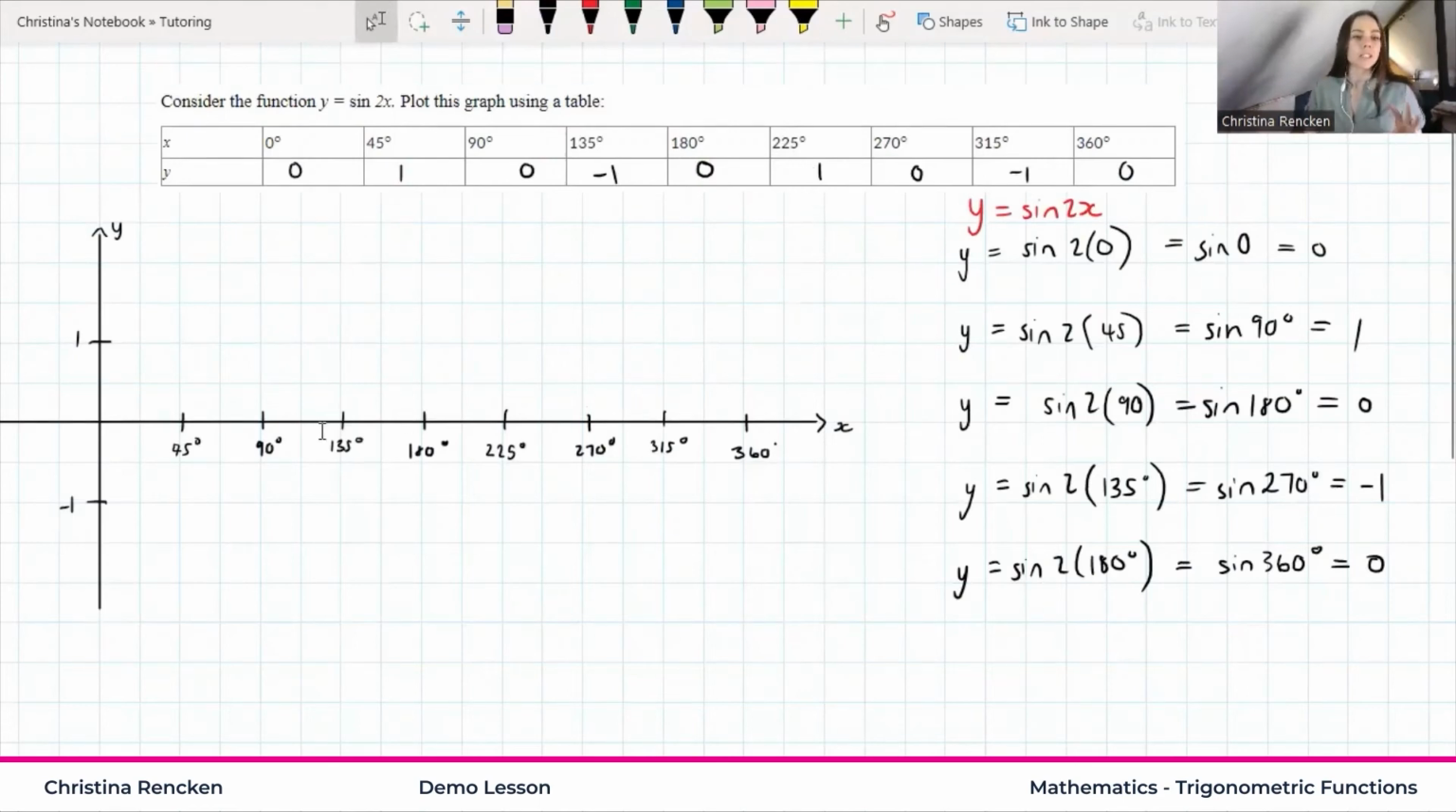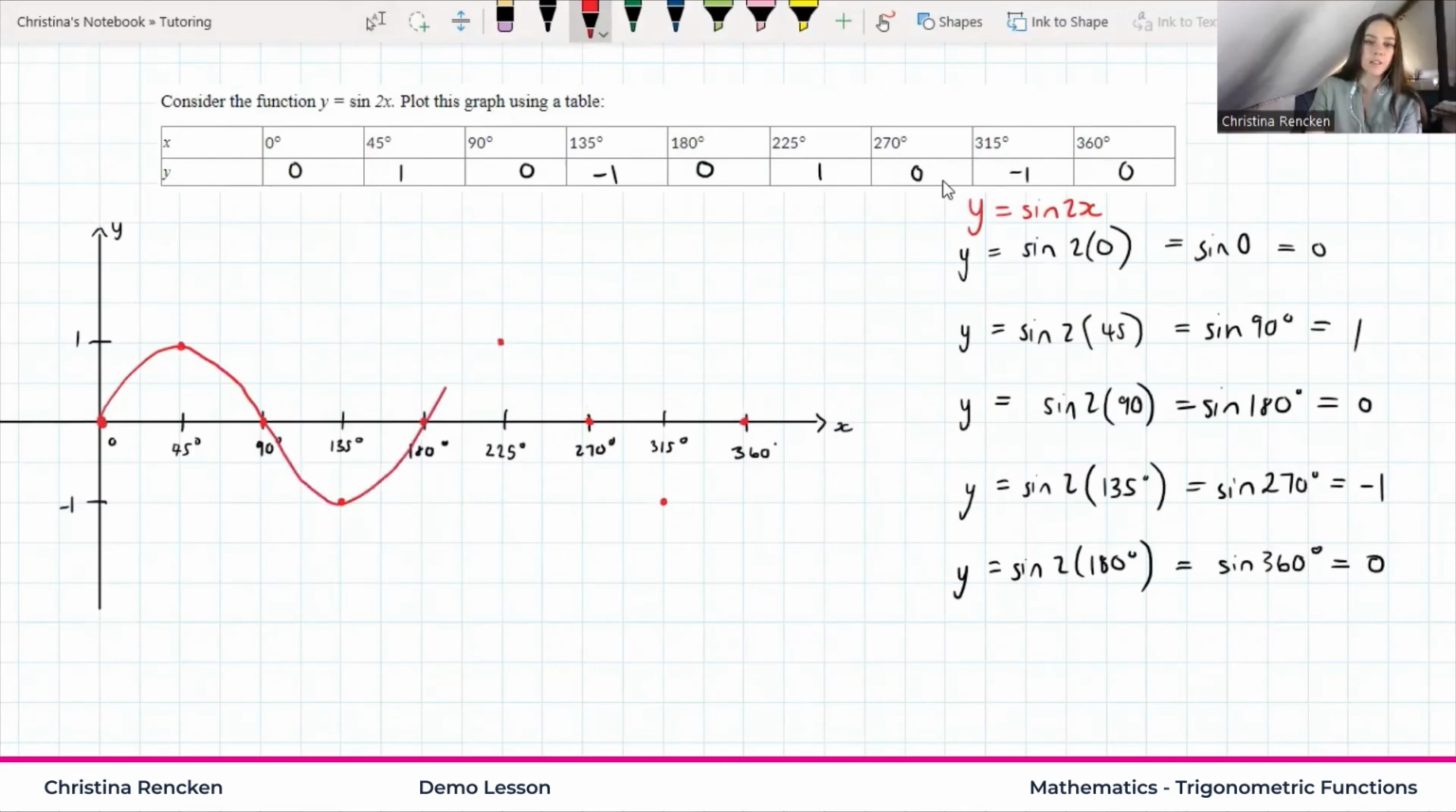But now what we can do is we can take these points as ordered pairs, so (0, 0), (45, 1), (90, 0), and we plot them on our graph here below. So if I draw a smooth curve to join all of these points that I have plotted, there's our smooth curve. This is the graph of y equals sine 2x.